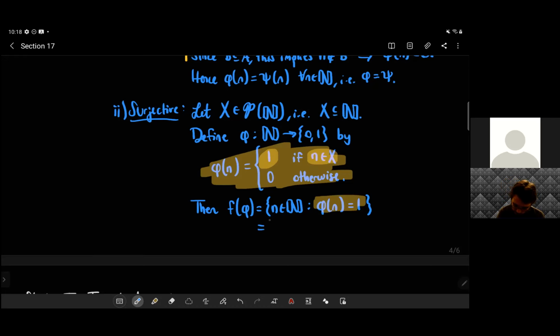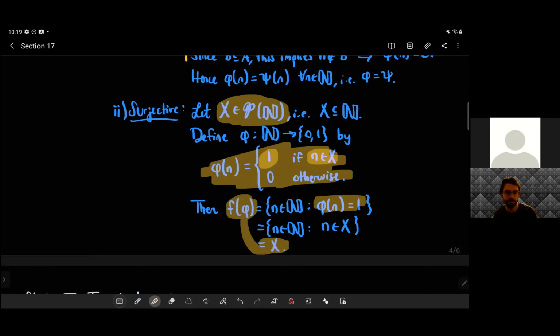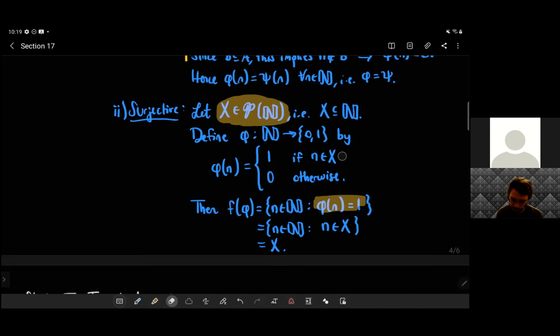So this is actually equal to, keep this the same, phi of n equals 1 means n is in X. But what is this set? Well, the set of all natural numbers that are in X is just the set X. So it is surjective. Right? Whatever set X I start with in my codomain, my function spits it out for some choice of phi.